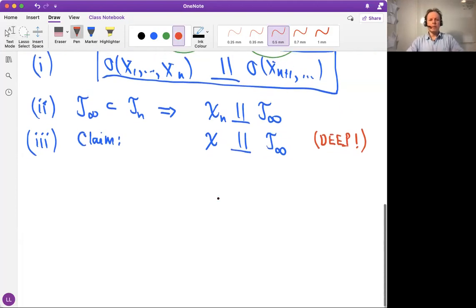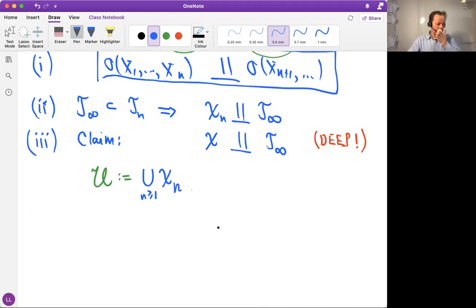And how to get this? The idea is to define one more collection. Define a collection U as the union of these Xn's. The claim is that U is also a pi system. So U is a generating pi system.